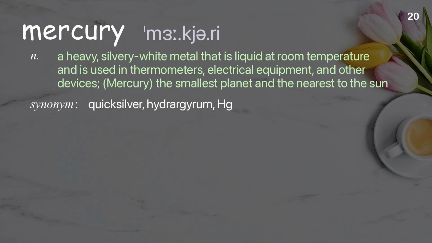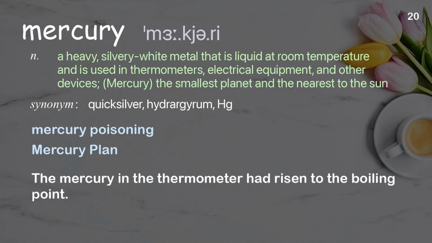Mercury. A heavy, silvery white metal that is liquid at room temperature and is used in thermometers, electrical equipment, and other devices. Mercury, the smallest planet and the nearest to the Sun. Examples: Mercury poisoning. Mercury plan. The mercury in the thermometer had risen to the boiling point.